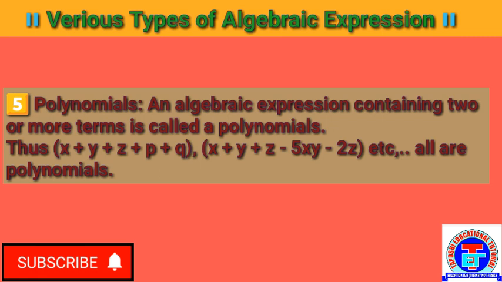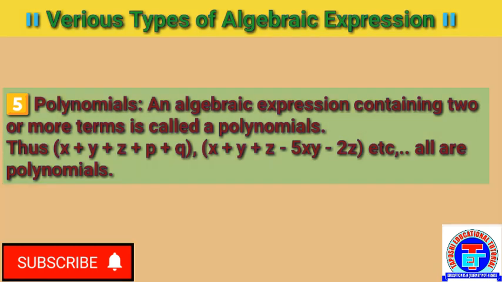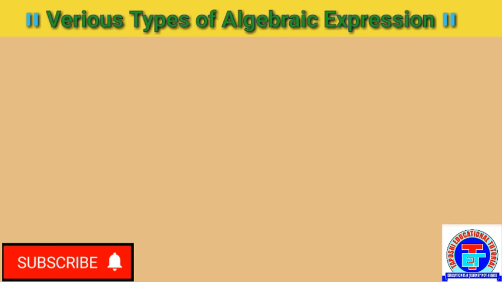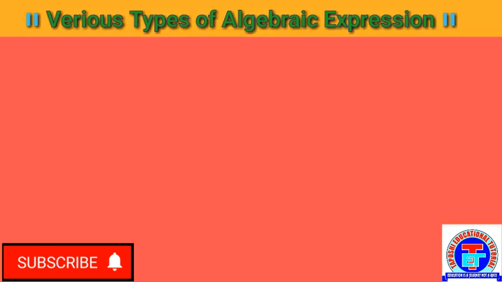As you know the definition of polynomials, an expression containing 2 or more terms. So binomials have 2 terms, trinomials have 3 terms, and quadrinomials have 4 terms. So they are considered polynomials. Right, student? I hope you clearly understand.